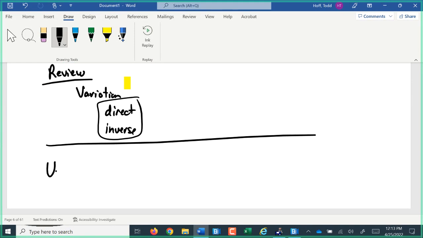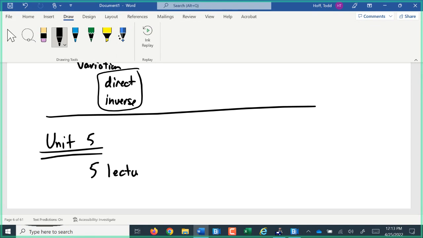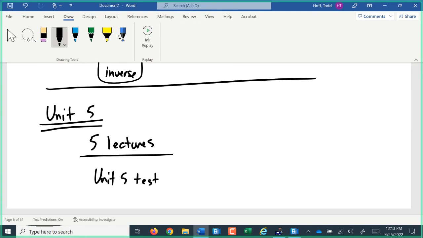Also, Unit 5. I know we haven't finished Unit 4, we have to take the test, but I want to make a note on Unit 5. We only have about 2 weeks left. So Unit 5 actually ends up being exactly 2 weeks long. There are 5 lectures in Unit 5. And the Unit 5 test is going to end up being on Wednesday, May 11th.